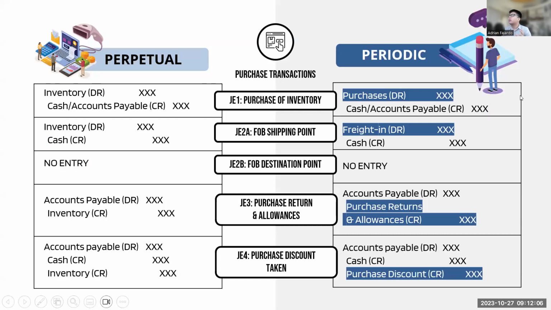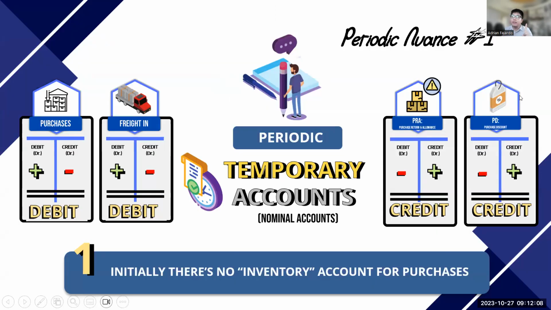So, first, periodic nuance. Initially, there's no inventory account for purchases. Meron lang siyang 4 new temporary accounts. Purchase, freight in, PRA, PD. Ano yung normal balance nila? The normal balance of purchases and freight in, because normally they increase inventory, will be debit. While your PRA and PD is a contra asset account similar to your SRA or sales returns and allowance and your SD or your sales discount.